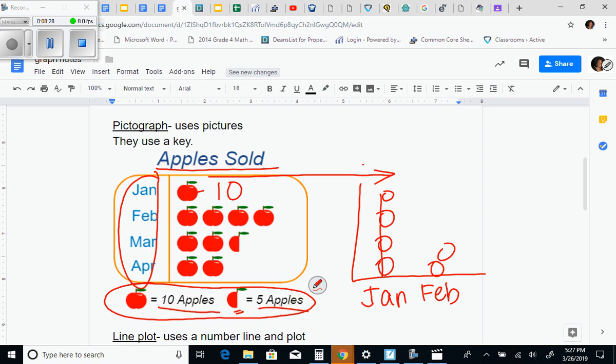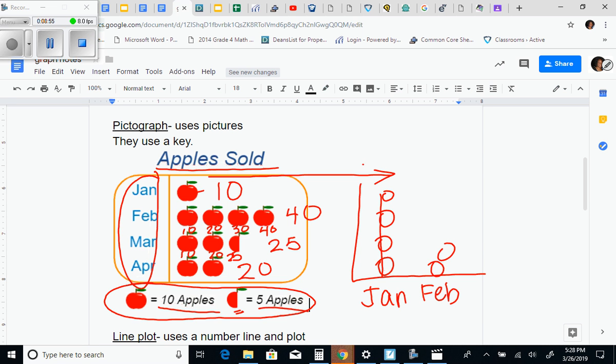So 10, 20, 30, 40. So this one represents 40. This is 10, 20, and 5, which represents 25. And then this represents 20. I'll put my 20 there. And so I can, again, look at it and make assessments based on what I see, or evaluate or analyze this graph based on what I see.